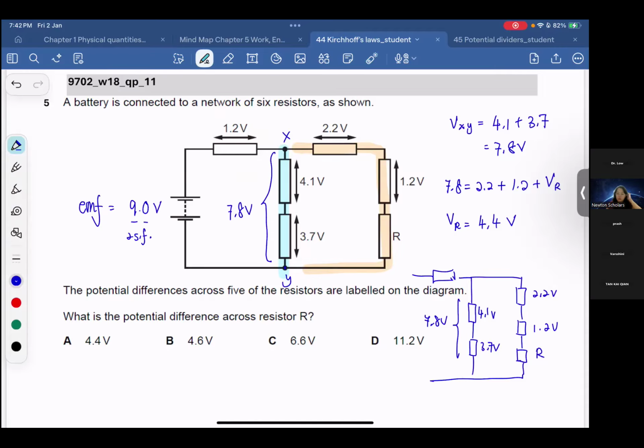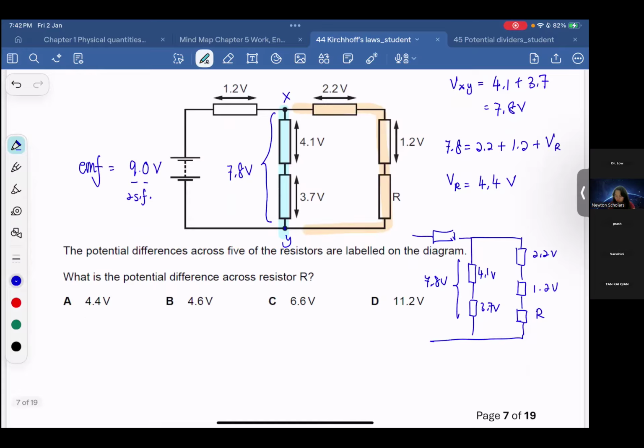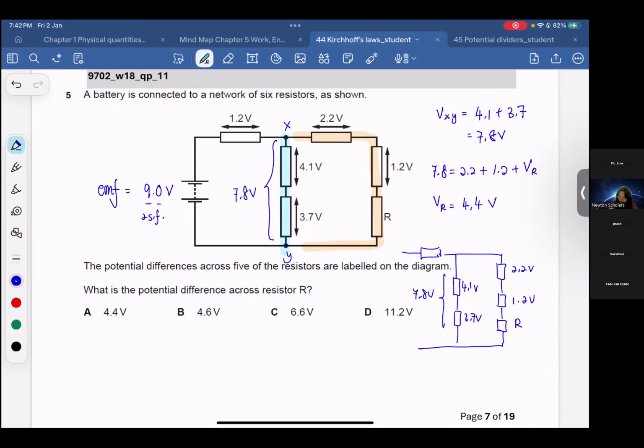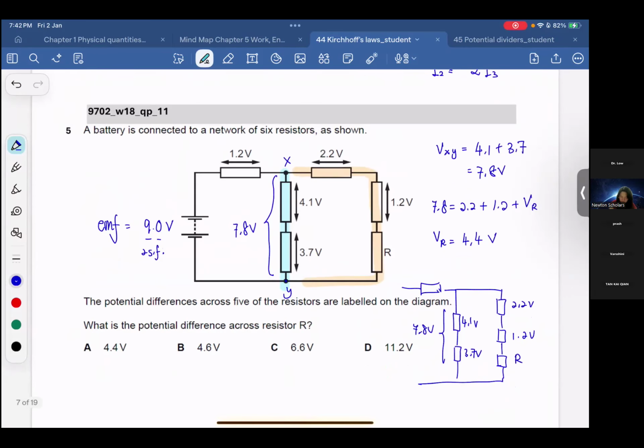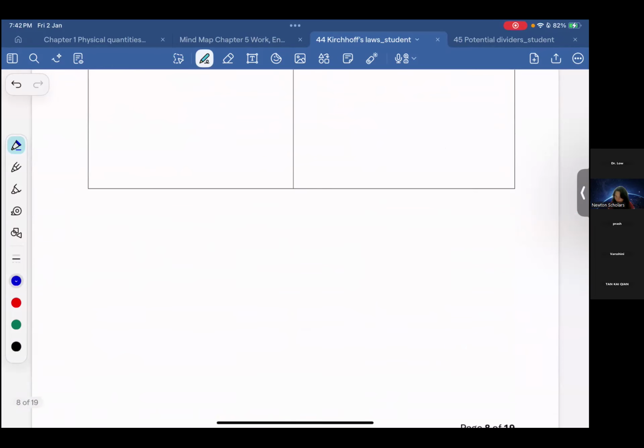Okay, so we go to your next page, page number 7. This answer is 4.4. Question number 5 is 4.4 volt. So here, question, page number 8.